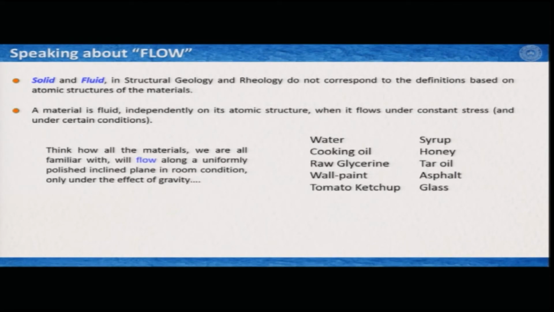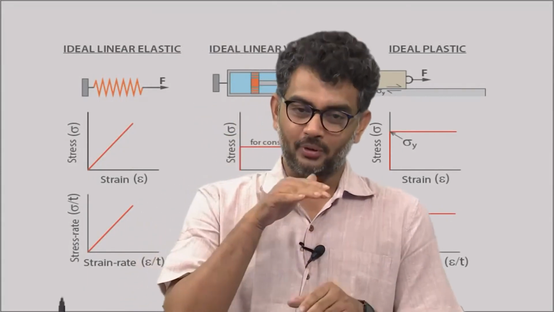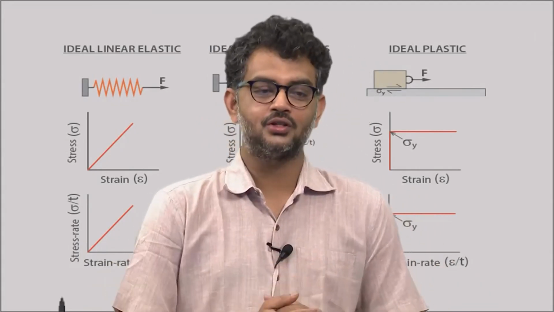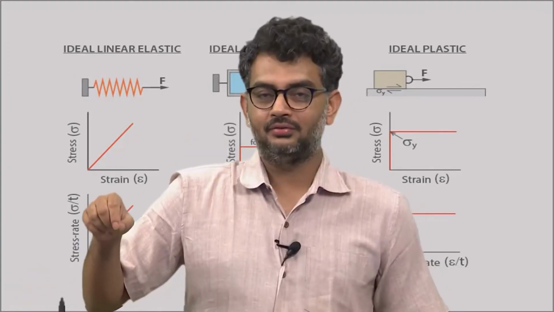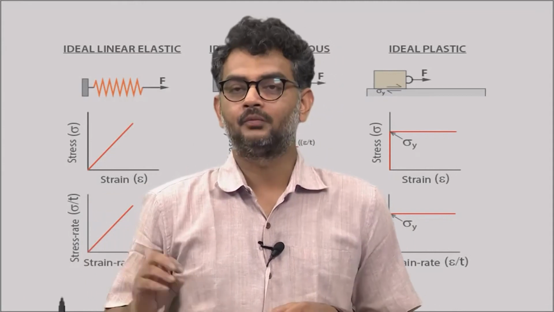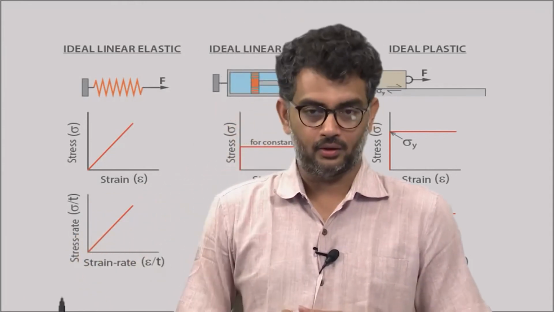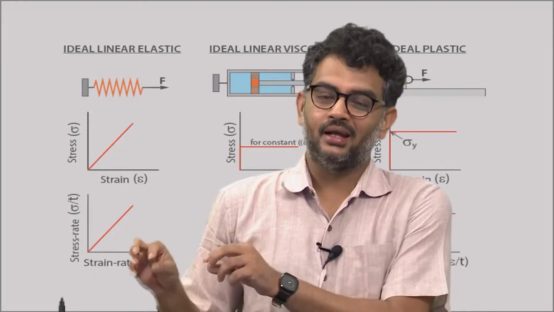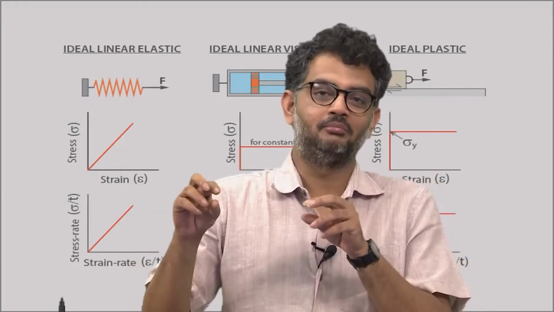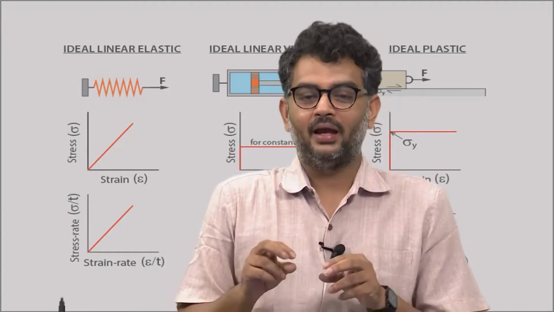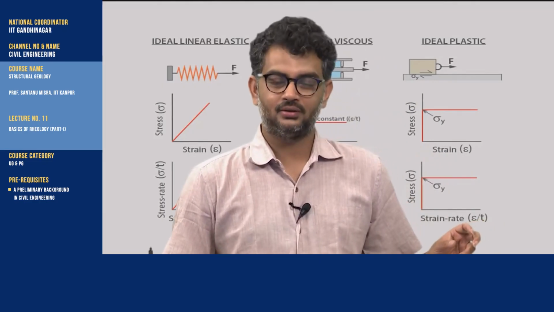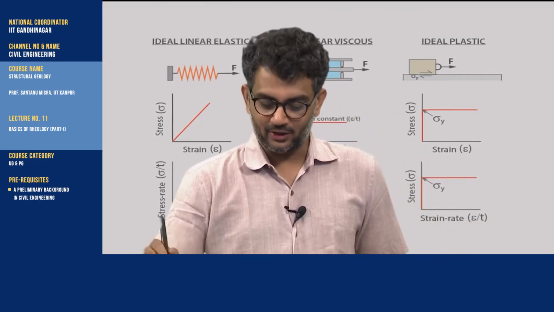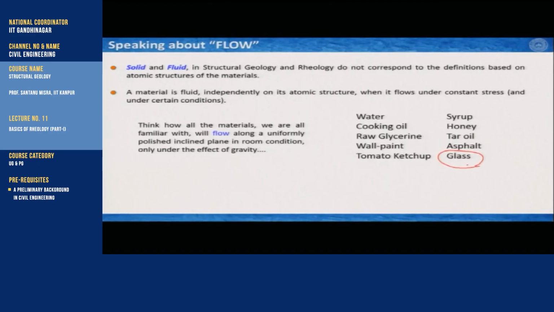Now, it does not talk about time, and let's think of a certain experiment. Say you have a sloping board with uniform friction, or no friction if you can make it, and from one end you have a series of openings where water can flow, then cooking oil, then maybe raw glycerine, wall paint, tomato ketchup, syrup, honey, tar oil, asphalt, and so on. The last one you may ignore. We will see this, but if you want, you can also put some glass.